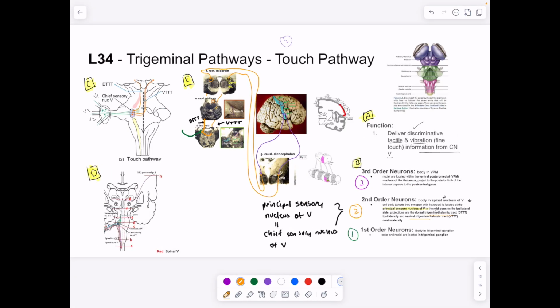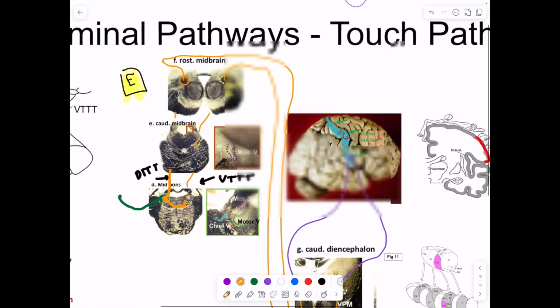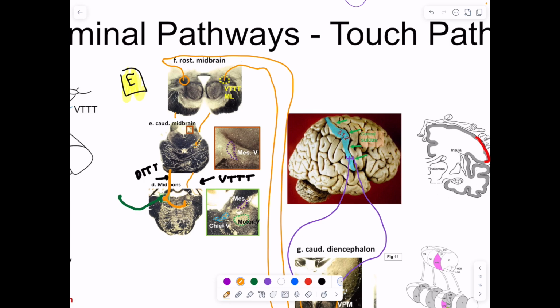Okay, so this is one piece of information from a lecture that I found to be insanely irritating, but we're doing our best. We have not had VTT labeled anywhere. And it's not on anything the M2s give us. We're trying our best here. We know that VTT, all right, so this is where we're synapsing right here. We got our first order guy coming in, synapses with our second order guy. And now our second order guy is like, I'm going to send out ipsilaterally, and then I'm going to send out contralaterally VTT, and then DTT is ipsilaterally.